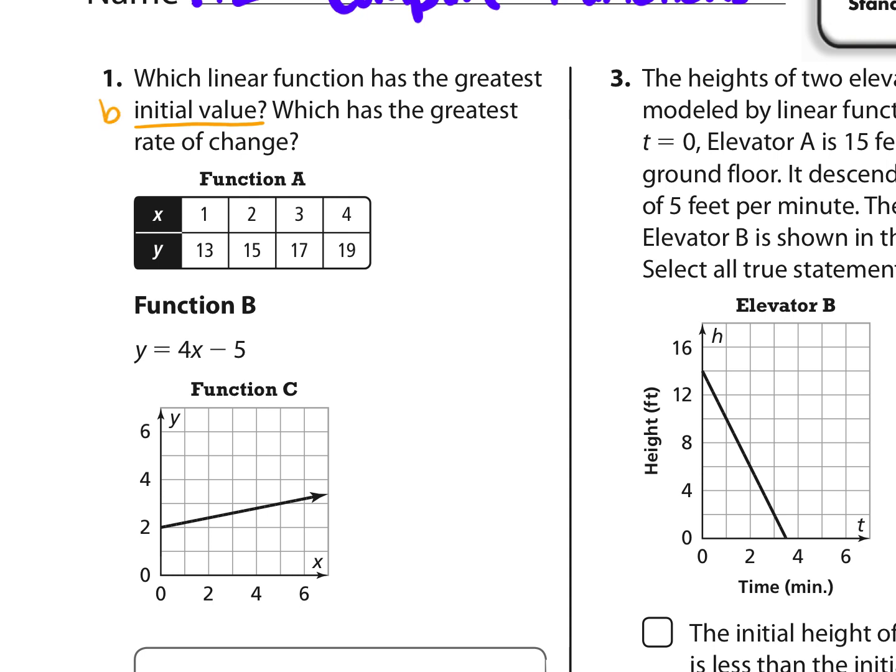On function a, this is where x is 0. I don't see it, but I do see a pattern. It's going up at 1 every time, and then the y's are going up 2 every time, so y must be 11 when x is 0. So b is 11 for function a. For function b, it's already in y equals mx plus b, so b is negative 5 for function b. For c, this is a graph where x is 0, b is 2.